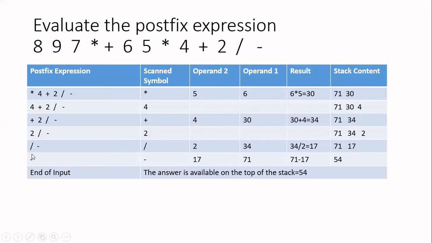Next, I have minus. It is not commutative. Okay, so I'm popping 2 operands. First is 17. That will become operand 2 only. Next popped is 71. That will become operand 1. Now I will apply operand 1 minus operand 2. So the answer will be 54. That I will push onto the stack. Now my end of input is reached. When end of input is reached, you will have only one number on the stack. That is your answer. So this particular postfix expression evaluates to 54.